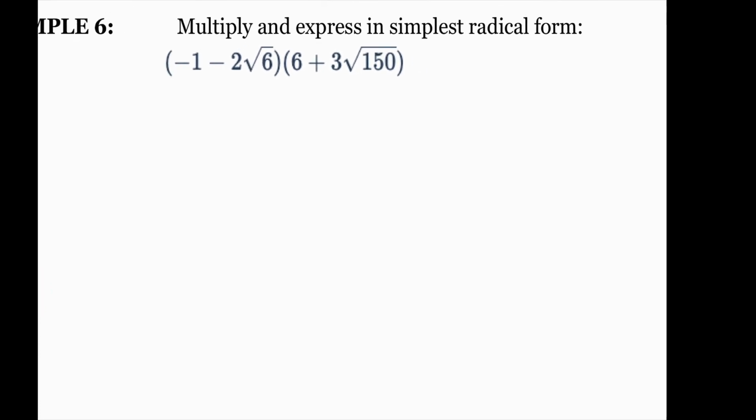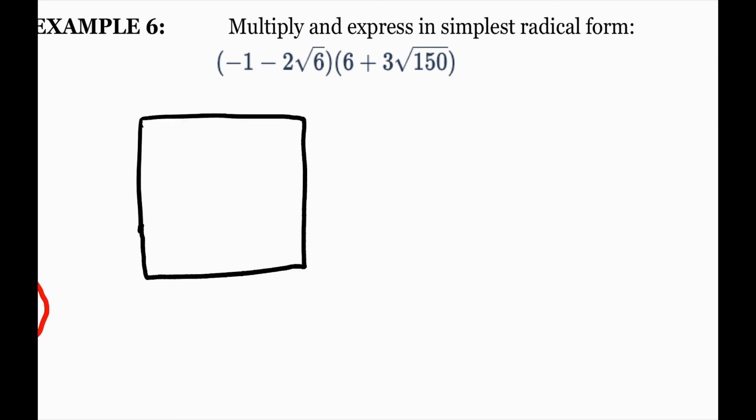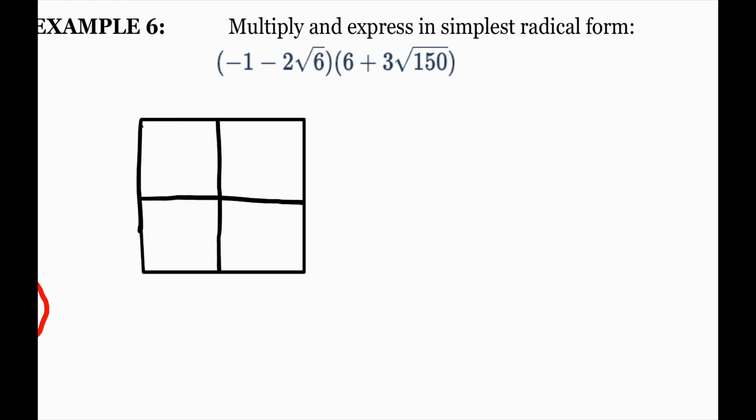Okay. So the last one. Here we go. 2 by 2 box. So I have negative 1 and negative 2 times the square root of 6. So that one I have both, coefficient and radicand. The other one I have 6 and positive 3 square root of 150. It has both, coefficient and a radicand.